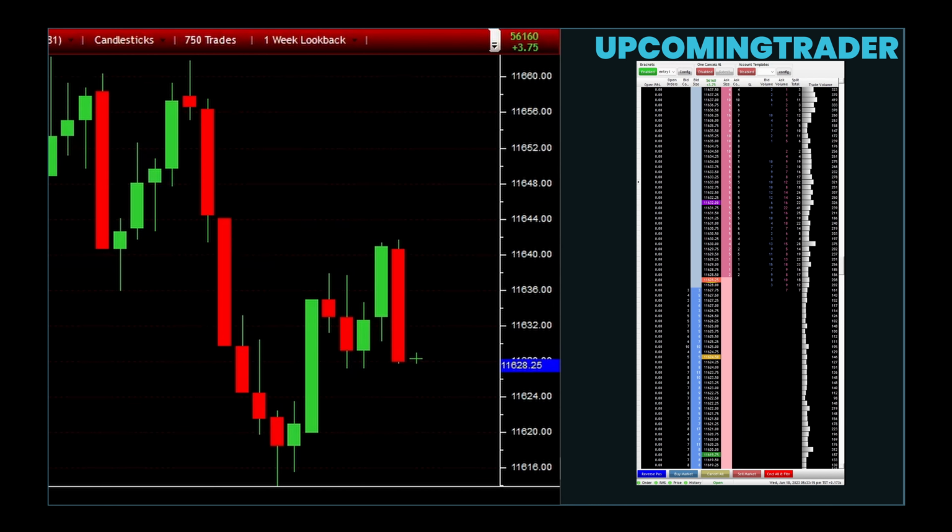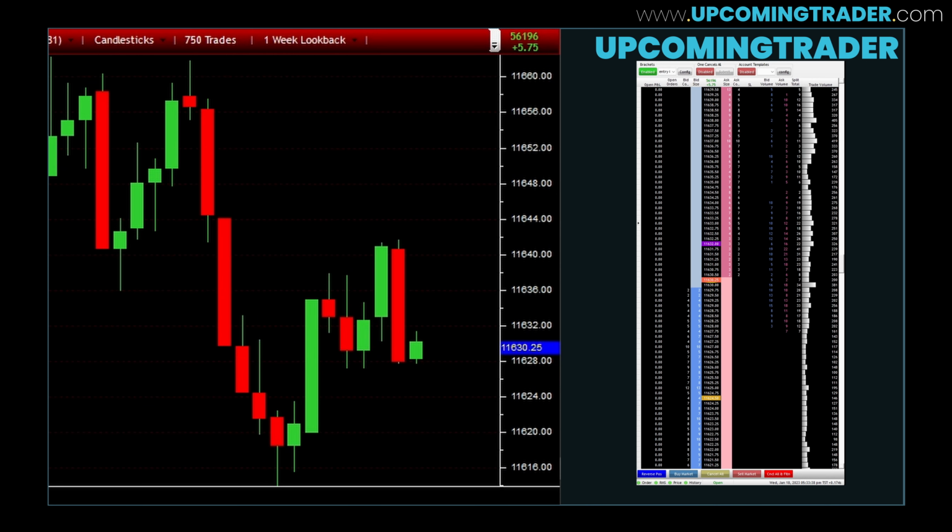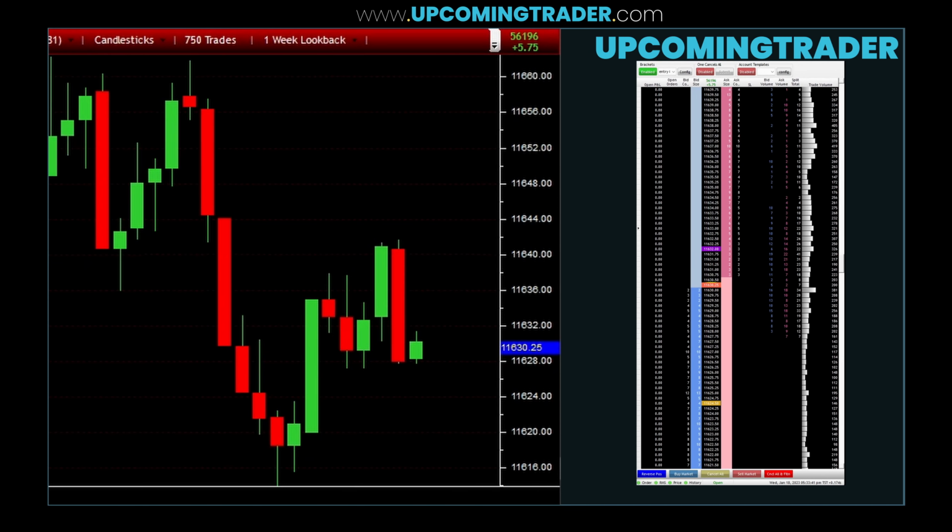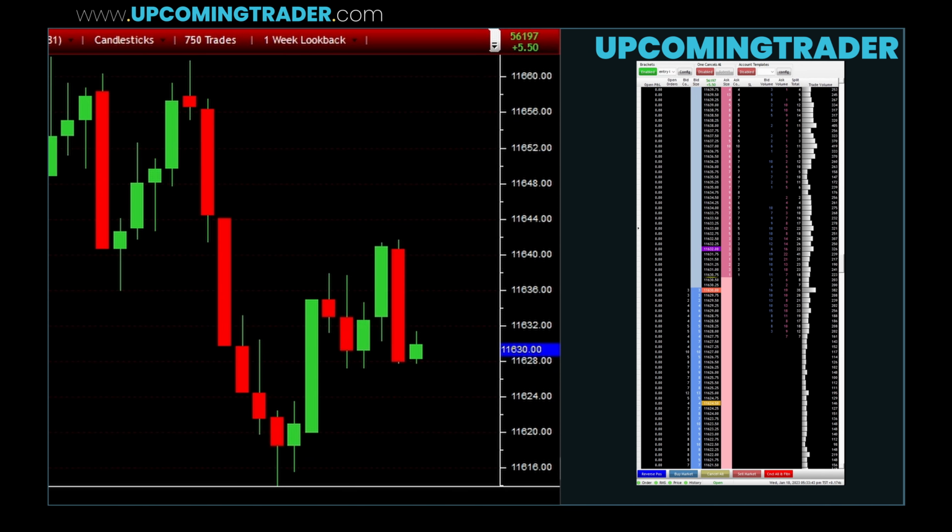Flags and pennants are continuation patterns that signal brief consolidation before the trend continues in its original direction. Anchoring the volume profile at the start of the flagpole gives insight into whether the continuation pattern is supported by volume. Ideally, volume should decline during the consolidation phase, the flag or pennant, and increase sharply once the price breaks out, confirming the strength of the continuation move.